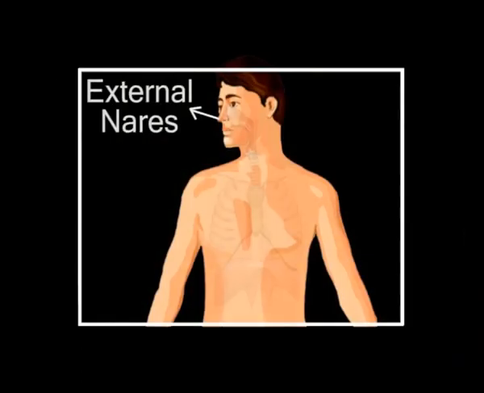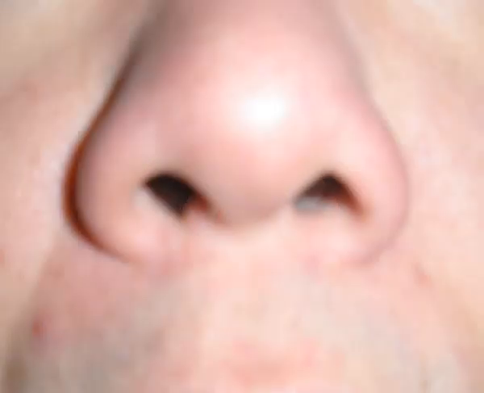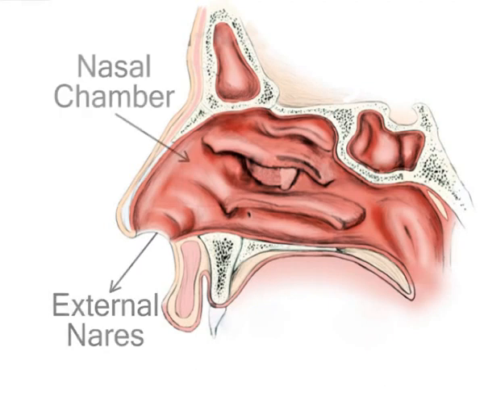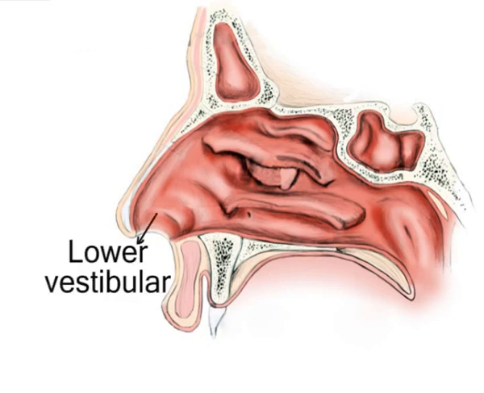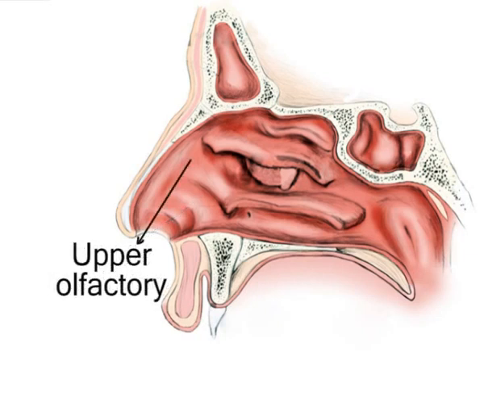Let us start with the external nares. External nares. The external nares are a pair of slit at the lower end of the nose, also called as nostrils. They open into nasal chambers. Nasal chamber. The nasal chambers are a pair of passages in the head above the palate, separated by nasal septum. Each chamber shows three regions: lower vestibular, middle respiratory and upper olfactory.